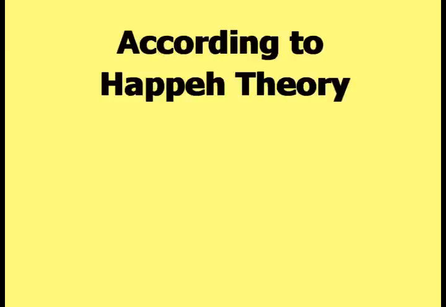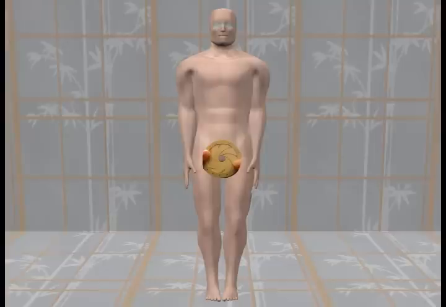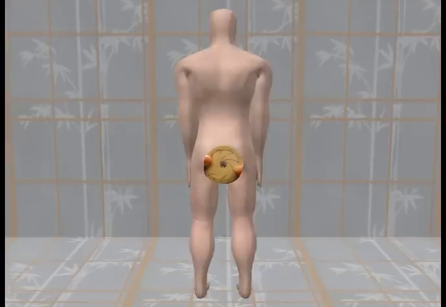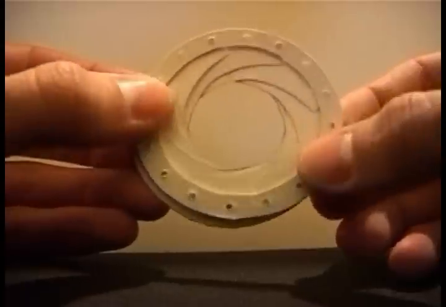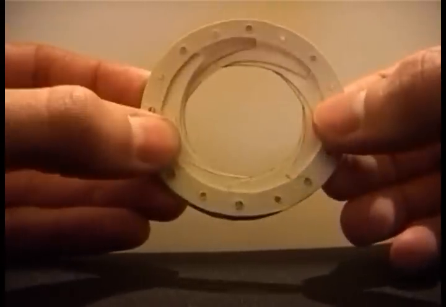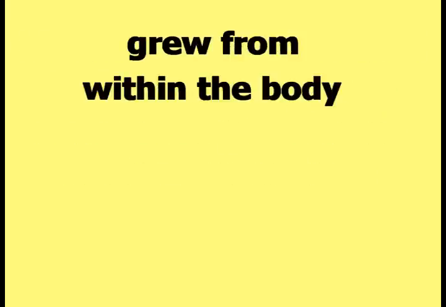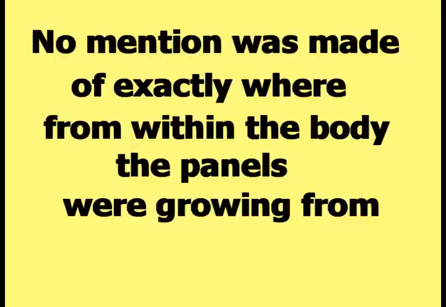According to Happy Theory, the eye holes, the hole in the mouth, the hole for the urinary tract outlet, and the hole in the buttocks all open and close in a way similar to the way this model opens and closes. It was previously stated that the spiral panels surrounding the holes in the human body grew from within the body. No mention was made of exactly where from within the body the panels were growing from.